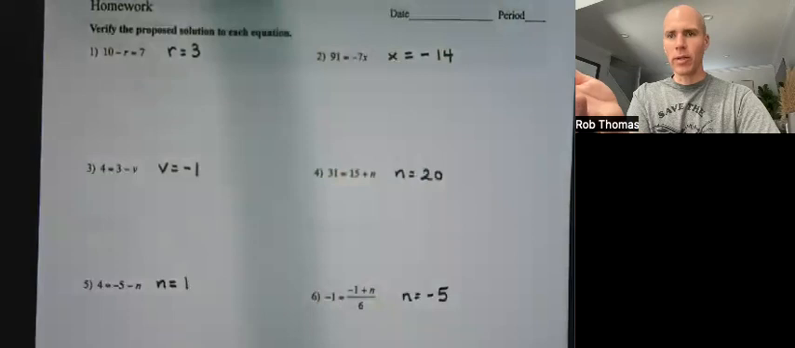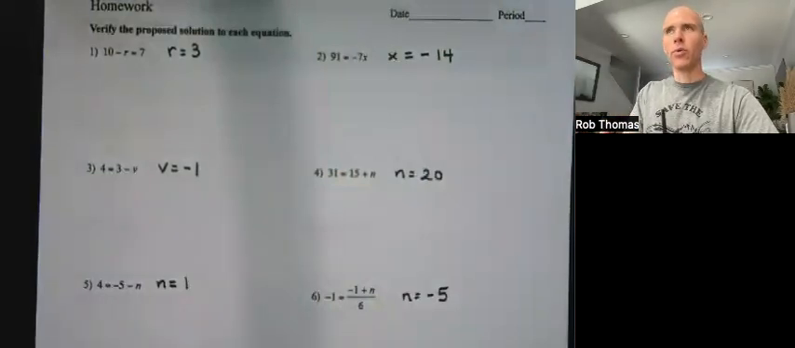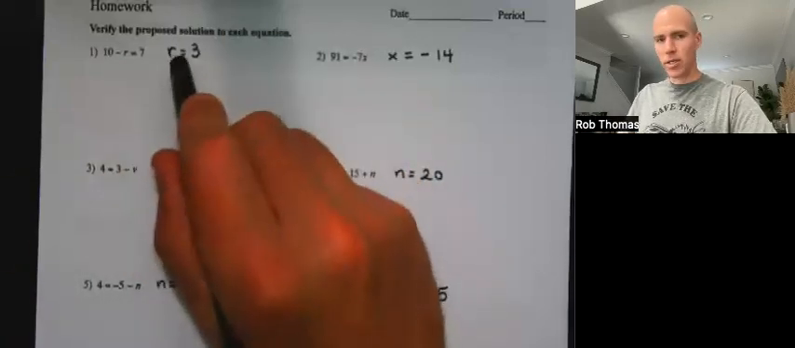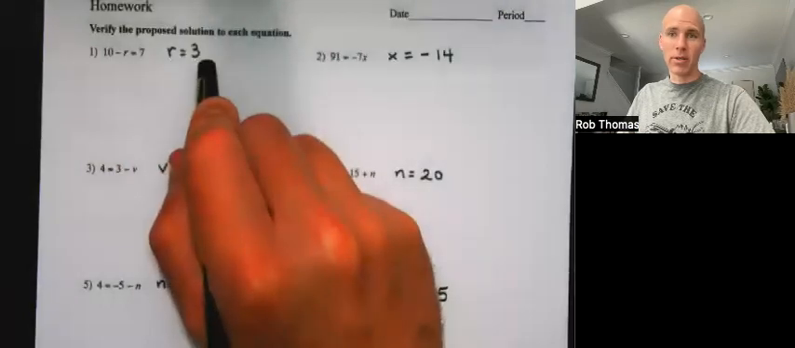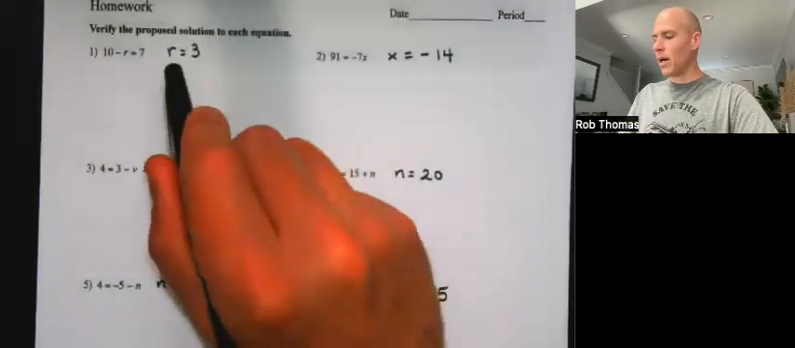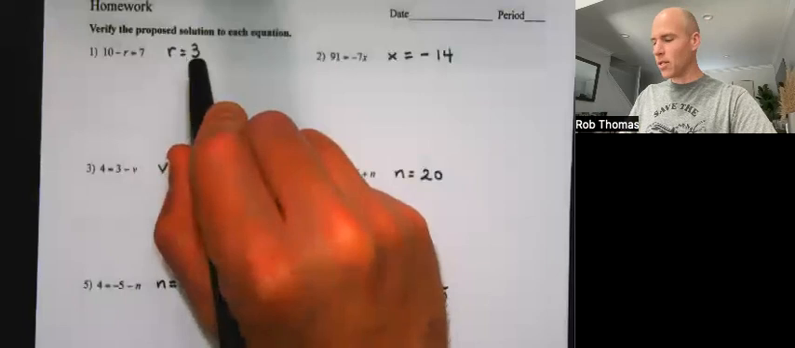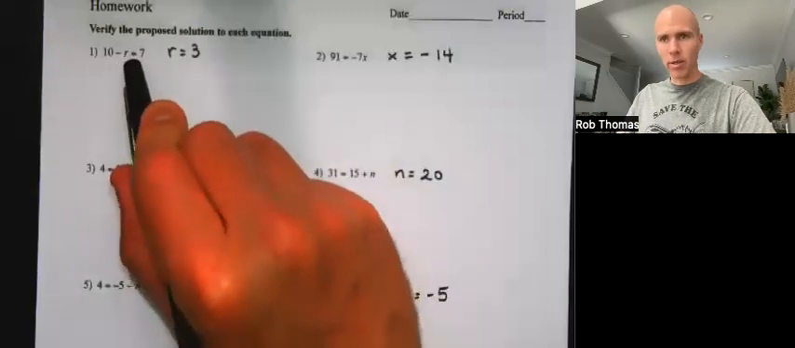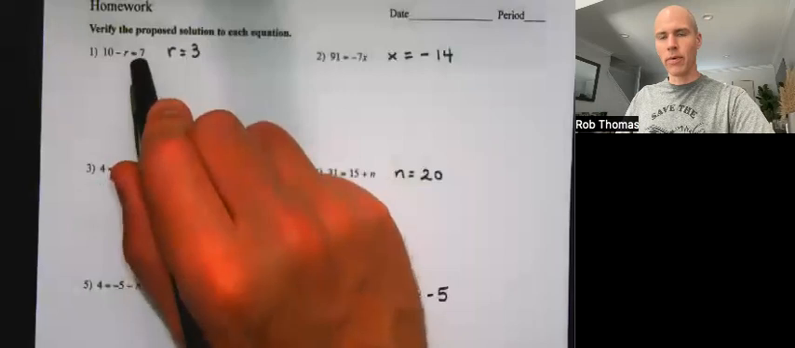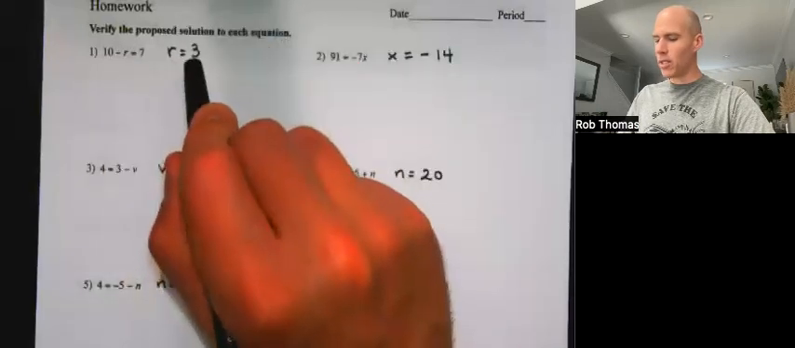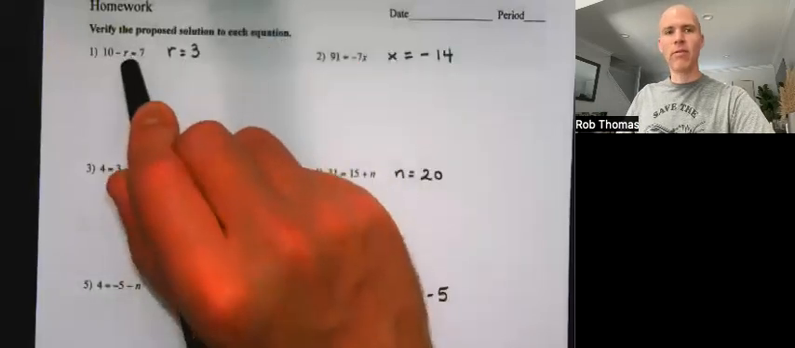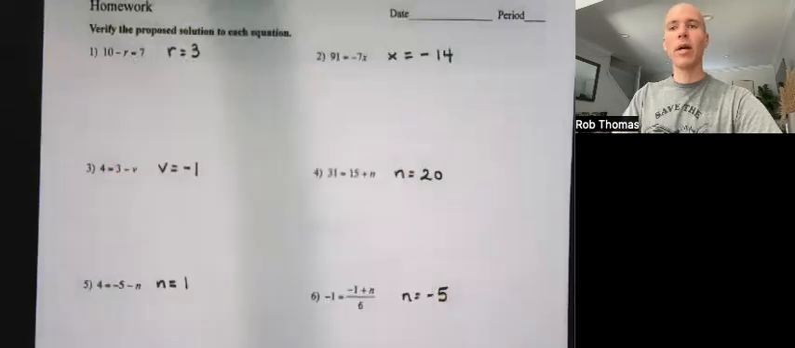There's a couple reasons why you're doing this. The first one is to help you understand the definition of a solution to an equation. So remember this definition is something you're supposed to be able to repeat back to me in class if I ask you. The solution to an equation is a number. So in this case, maybe it says 3. We don't know for sure yet, but it's a number that when substituted into the equation for the variable makes the equation true. Okay, solution to an equation is a number that when substituted for the variable makes the equation true.